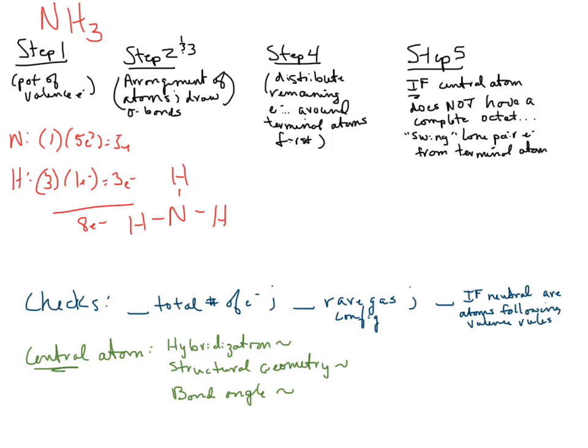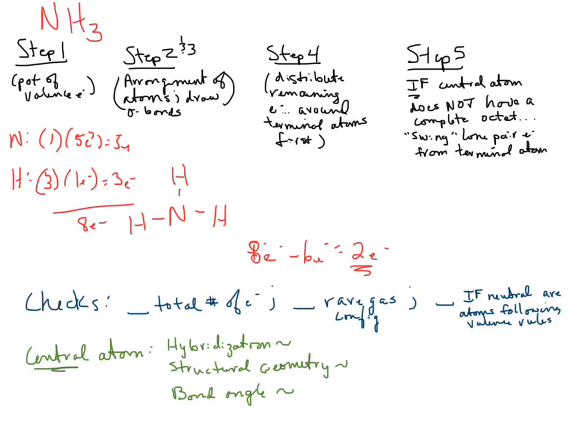In that same box, or maybe in the next box, I do a little subtraction: 8 minus 6. The 8 represents the pot of electrons we started with, and the 6 represents how many are represented in that preliminary structure. So 8 minus 6 is 2. Those are the 2 electrons that we can do something with.